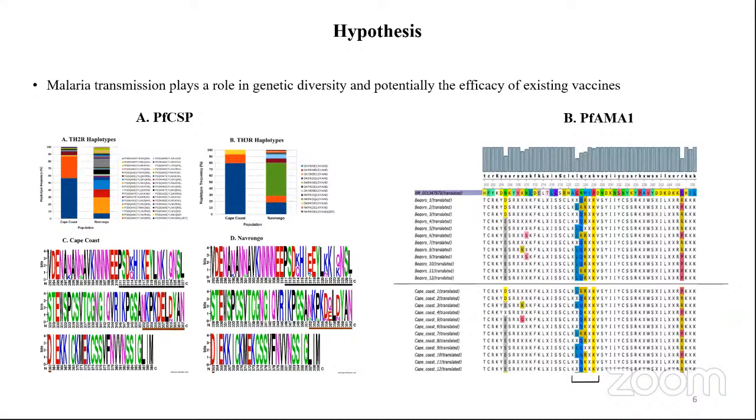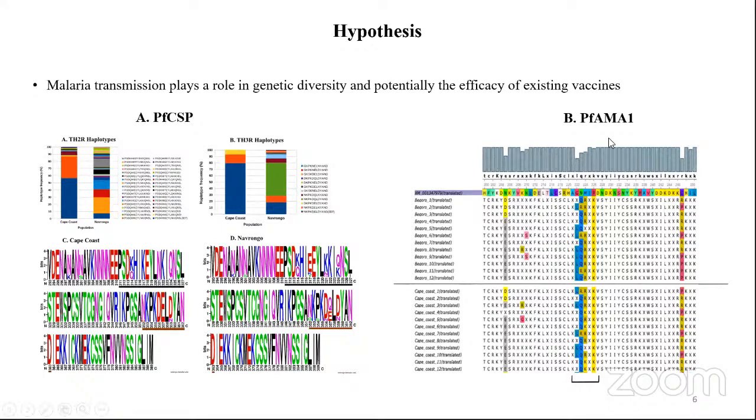Also, we looked at specific epitope regions, like I said, the T cell epitopes, and we looked at what kind of mutations are presented in these epitopes, and how conserved or how frequent they are. We also did the same analysis for PfAMA1, looking at 2 different sites, Begoro and Cape Coast.